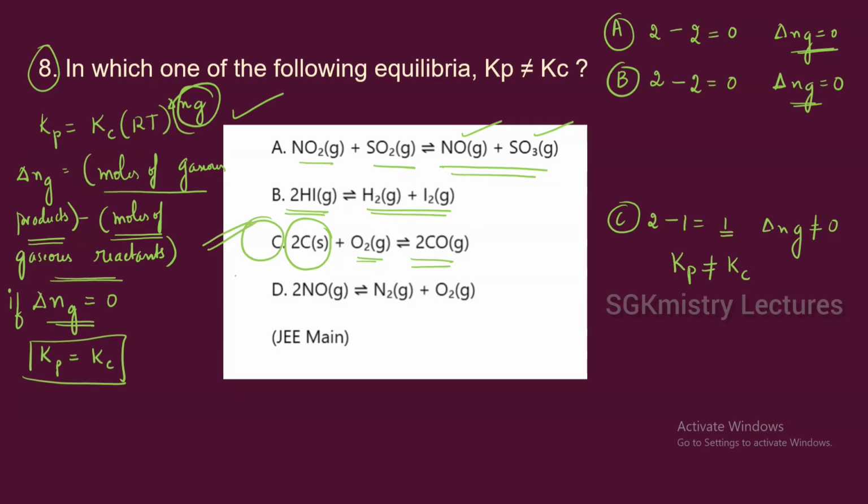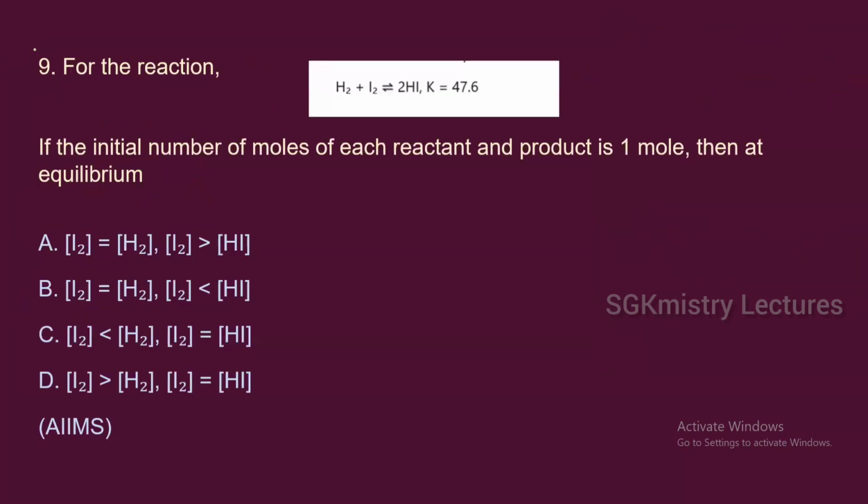Let us also confirm with option D. So we have here in the product 1 and 1, both are gaseous. So 2 minus in the reactant, again there are 2 moles of the reactant. So 2 minus 2 is equal to 0. So here also delta Ng is equal to 0, which means Kp is equal to Kc. Yes, coming on to question number 9.